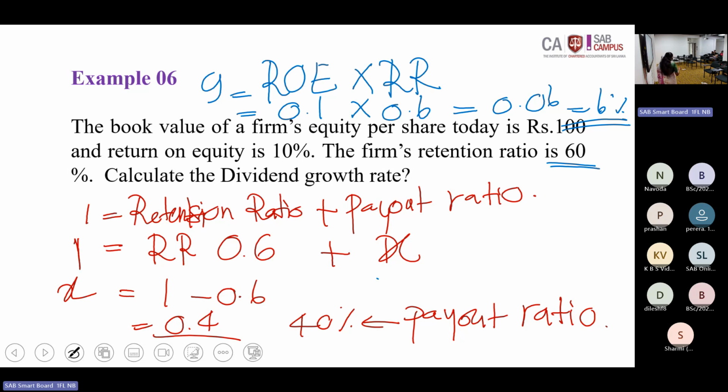Growth rate of dividend equals retention ratio multiplied by the other one, ROE. How much is ROE here? ROE is 10%, and the retention ratio is 60% or 0.6. By multiplying 0.1 with 0.6, you get the dividend growth rate, that is 0.06 or else 6%. That is what we have discussed here.